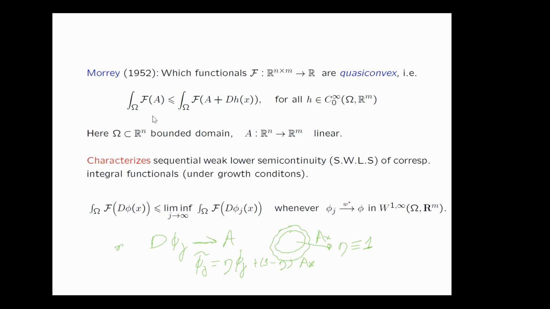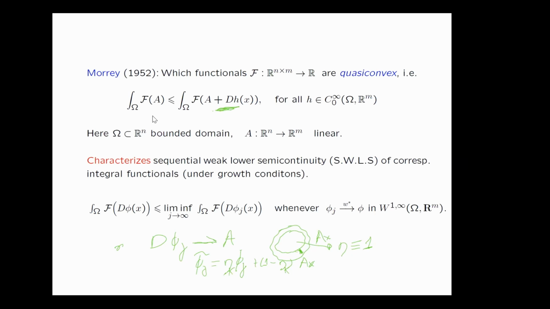So because eta is 0 at the boundary, this new phi_j will have this a as boundary values. So therefore I can plug it into the quasi-convexity inequality. And then the game is to make this region smaller and smaller. Okay, eta will depend on a parameter k, and you have to be a little bit careful.